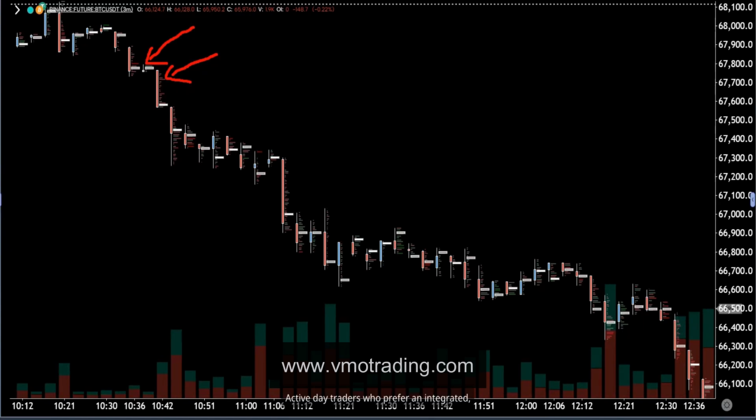Active day traders who prefer an integrated, minimalist, and context-related way of representing delta have an exceptionally efficient and time-saving tool in their hands here.